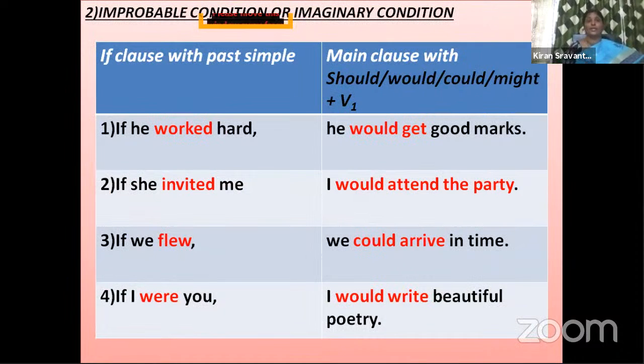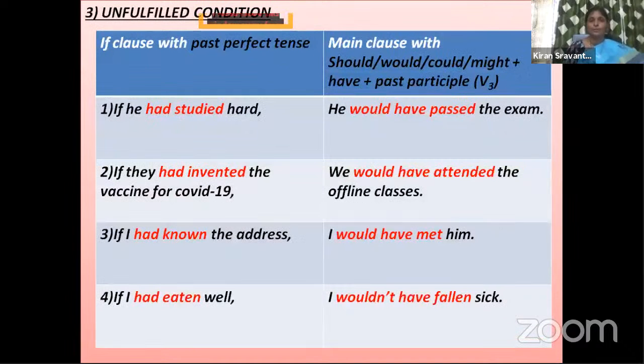And coming to the second condition, the improbable or imaginary condition. Here you find the if clause with past simple, and in the main clause we get should or would or could or might plus V1. Like if he worked hard, it is with past simple. If he worked hard, he would get good marks. If she invited me, I would attend the party. If we flew, we could arrive in time. If I were you, I would write beautiful poetry.